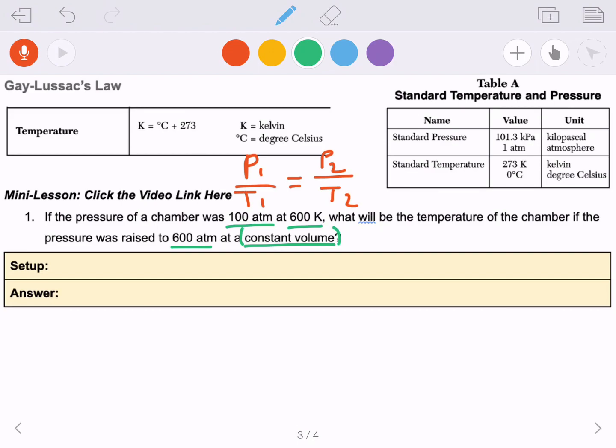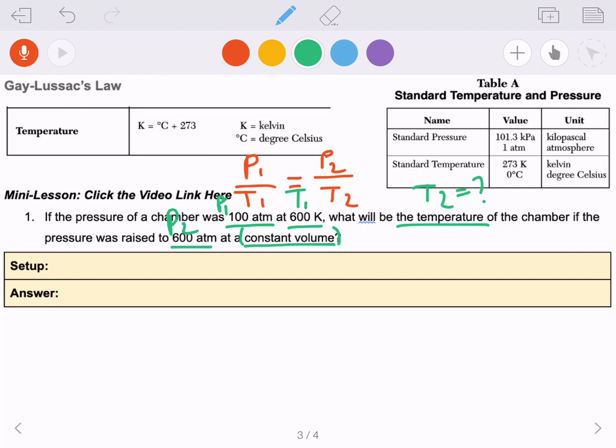So let's go over what we know. It says the pressure of my chamber is 100 atmospheres. So 100 atmospheres has to be my P1, my initial pressure. And it says that this is at 600 Kelvin. So that's got to be my initial temperature, my T1. Right? It's asking me what the new temperature of the chamber is going to be. So that's going to be my T2. That's my variable. That's my unknown. Right? And then it says that my pressure is being raised to 600 atmospheres. So my P2 is going up. My pressure is being increased.